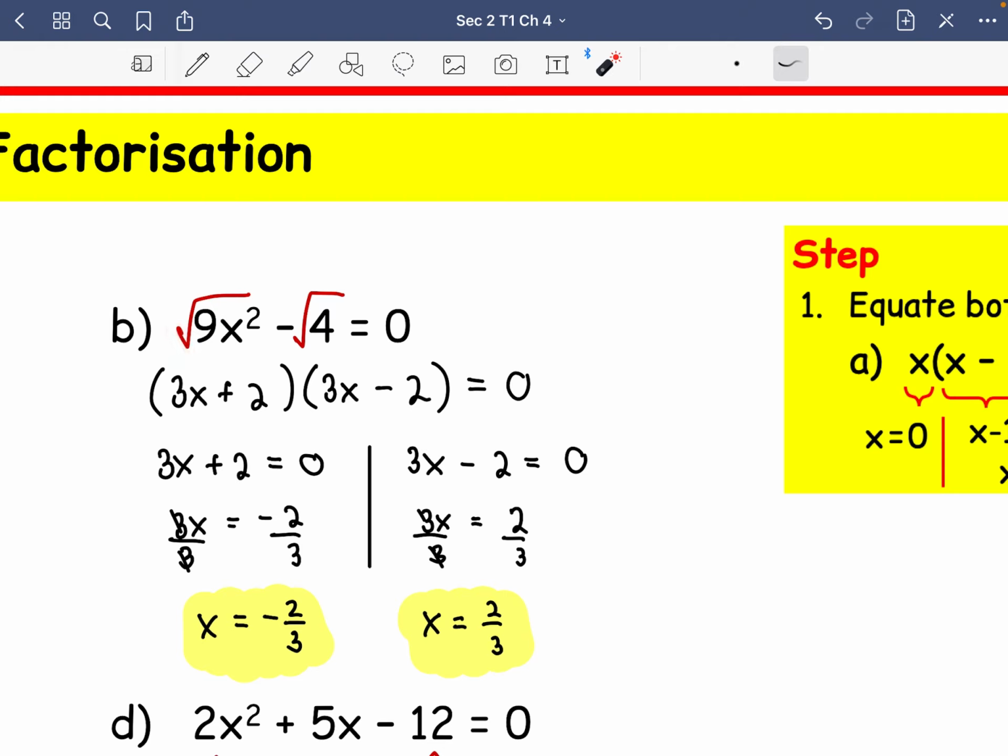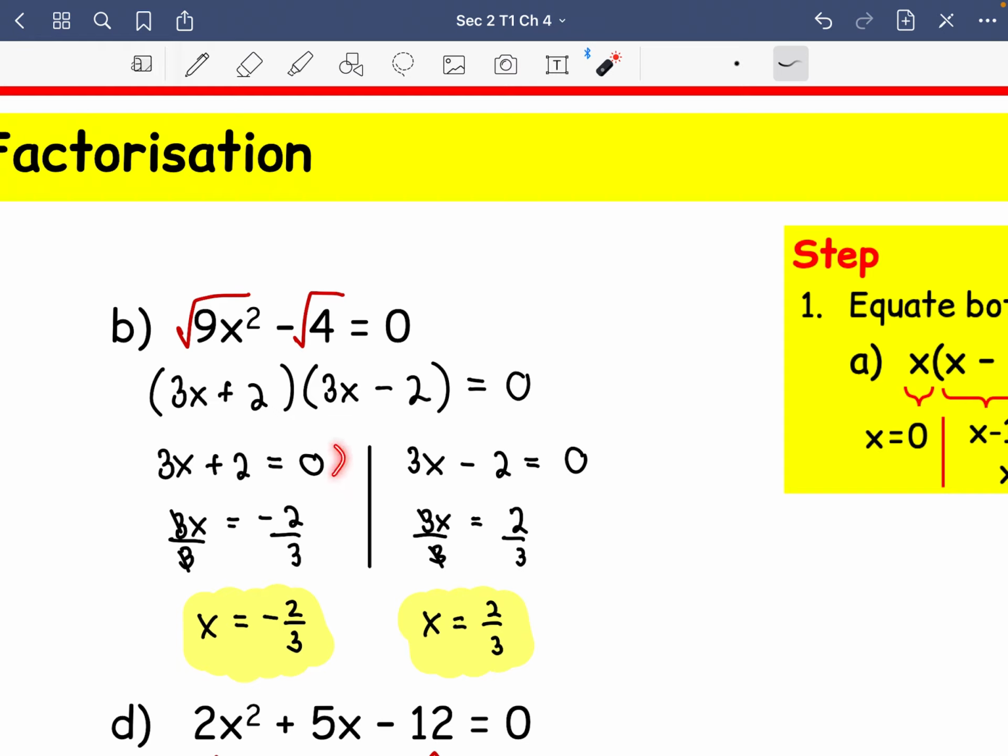So what do we do? You prepare your two brackets, and then you just get the root of both terms. The square root of 9x squared is 3x and another 3x. And then the square root of 4 is 2 and another negative 2. So these are the factors of your quadratic equation here. So 3x plus 2 equals 0, and then 3x minus 2 is equal to 0. Those are our two equations.